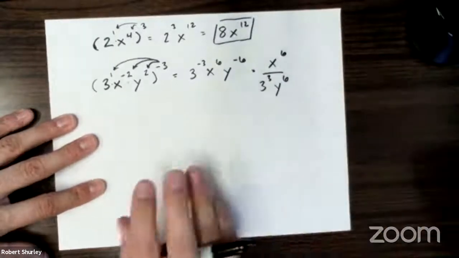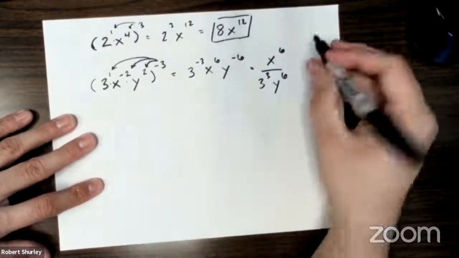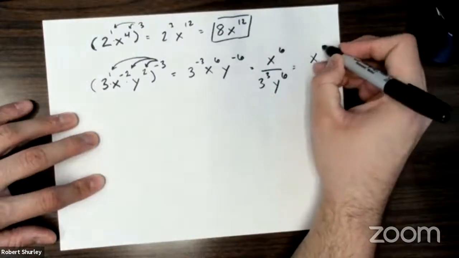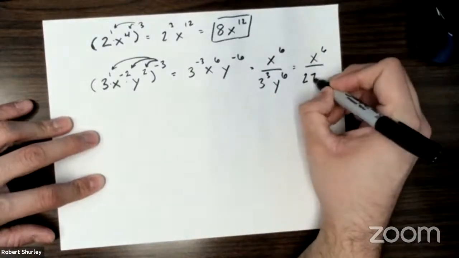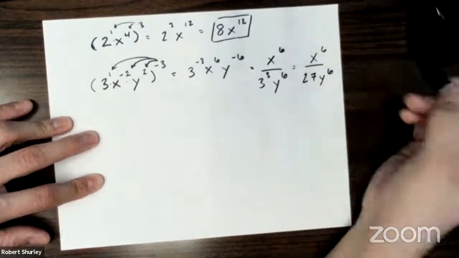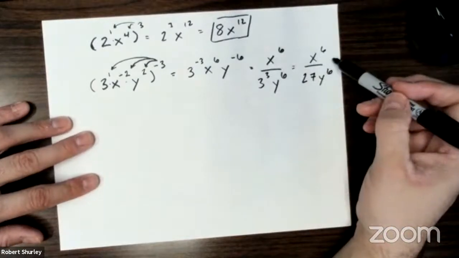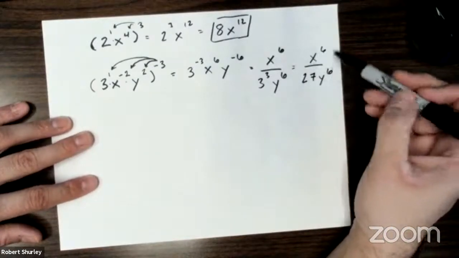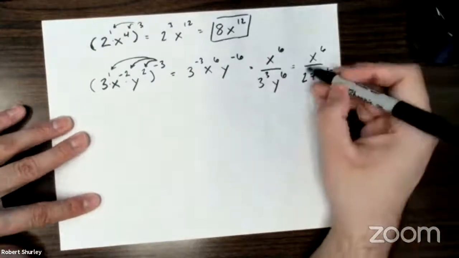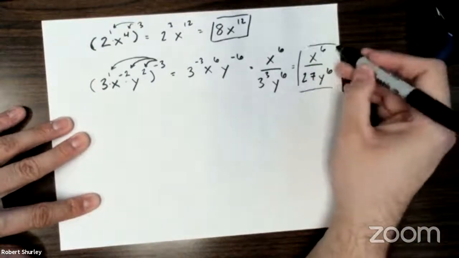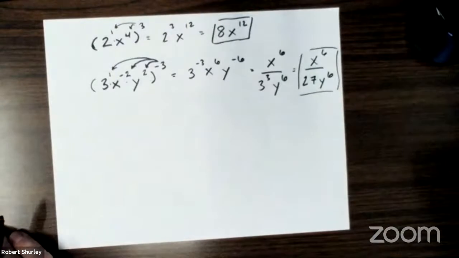Now we know 3 cubed. 3 times 3 is 9 times 3 is 27. And look, we don't have any repeating bases. We don't have any negative exponents. We made those positive. So we are done. Okay?